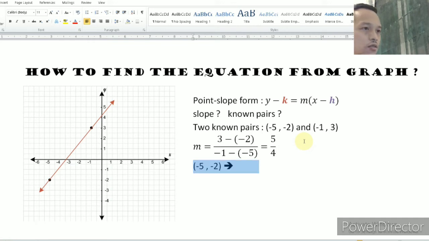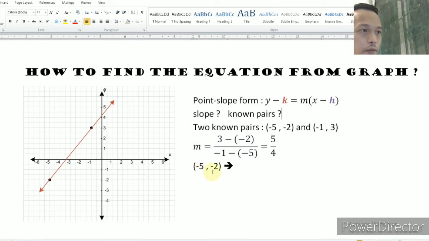Now the next one is, since I know two ordered pairs, but for using the point-slope form I only need at least one. So it is only one ordered pair that I need, h comma k. So I will give you both examples. If I'm using negative 5 comma negative 2, what does the equation become? Or if I use negative 1 comma 3, what will be the equation in the point-slope form?